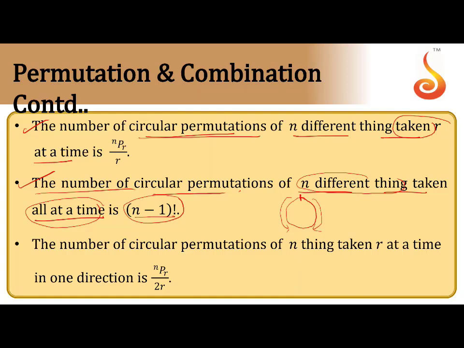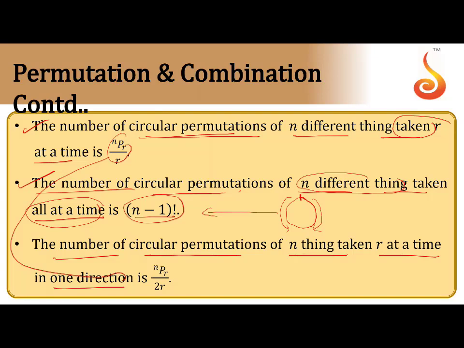So next, the number of circular permutations of n things taken at a time in one direction. Before this was the formula for two directions. Now if it is one direction, the number of circular permutations changes. Whatever the formula here, that applies only if you are following one direction. If the direction is not mentioned, you take nPr by r. If a direction is mentioned, you take it as nPr by 2r only.